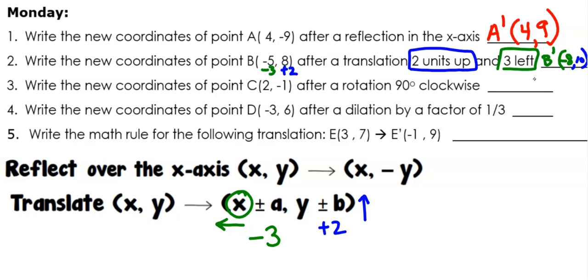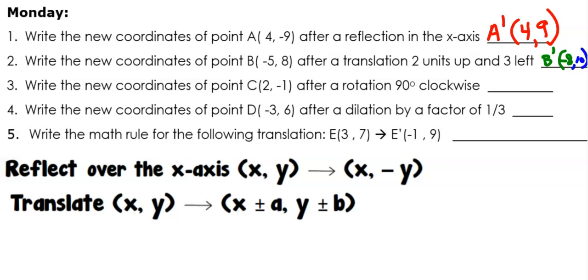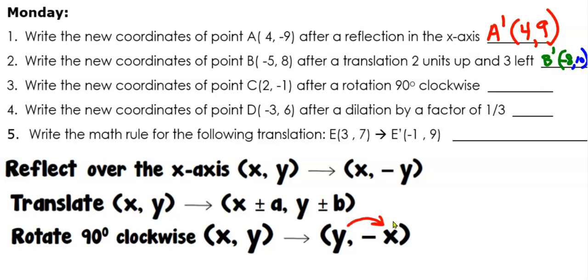The third question asks you to rotate 90 degrees clockwise. When you rotate 90 degrees clockwise, you follow this rule. Swap the coordinates and change the sign of the second number. So we're going to swap the coordinates, just like they are, and change the sign of the second number.